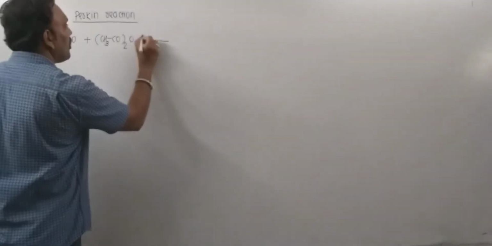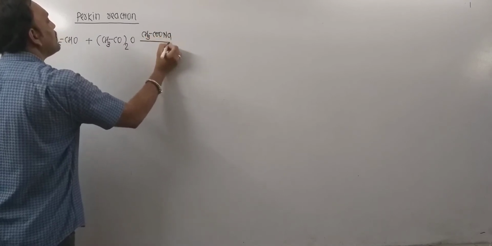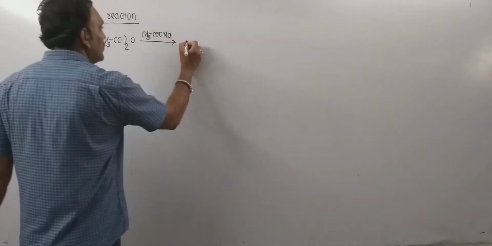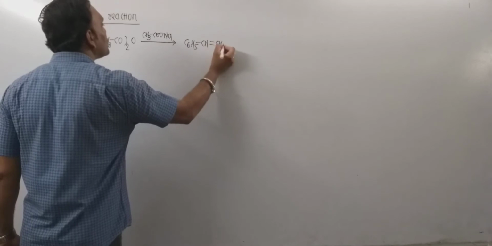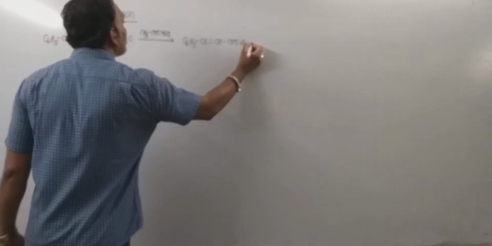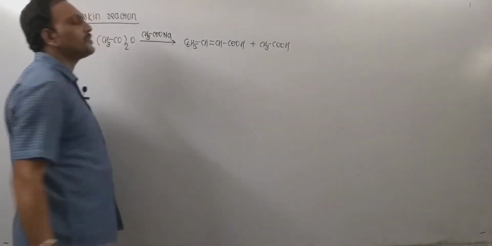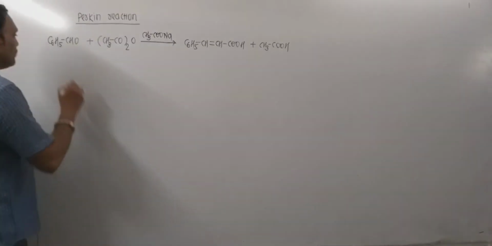Then in presence of the sodium salt of corresponding acid, right here we may use sodium acetate, then the alpha beta unsaturated acid, that is cinnamic acid, is obtained as a product along with acetic acid. So this is one of the finest examples of Perkin's reaction.